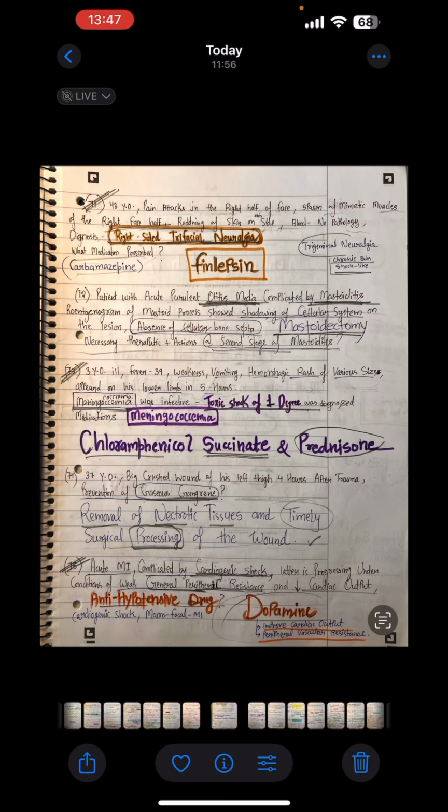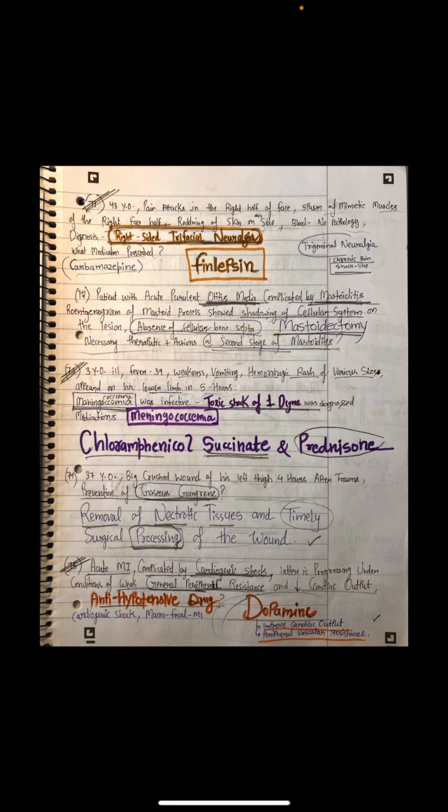Next patient says about the acute MI complicated with cardiogenic shock. Later it is progressing under the condition of weak general peripheral resistance, so a decreased cardiac output. Sir, the patient is having low cardiac output. So if we provide dopamine to the patient, since the patient is prone to cardiogenic shock, it will improve the cardiac output, since it is a stimulator for the sympathetic system.